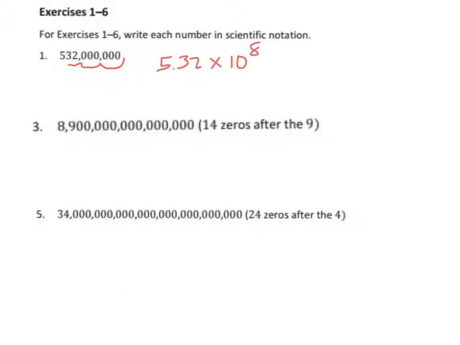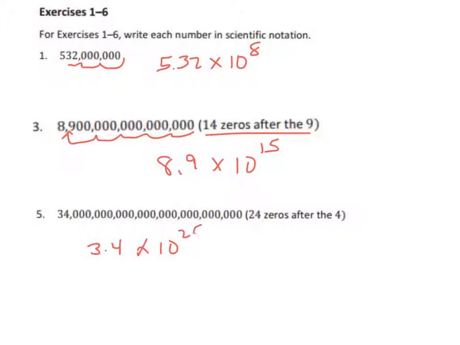This one here, luckily they tell you there's 14 zeros after the 9. So that's 3, 6, 9, 12. But I also have to move it by the 9, so that's really 15 spots. So it's 8.9 times 10 to the 15th, okay? Besides the zeros, you got to go by the 9. This one here, 24 zeros after the 4, but you also have to go by the 4. So it's going to be 3.4 times 10 to the 25th power. And that's all it is, the scientific notation.